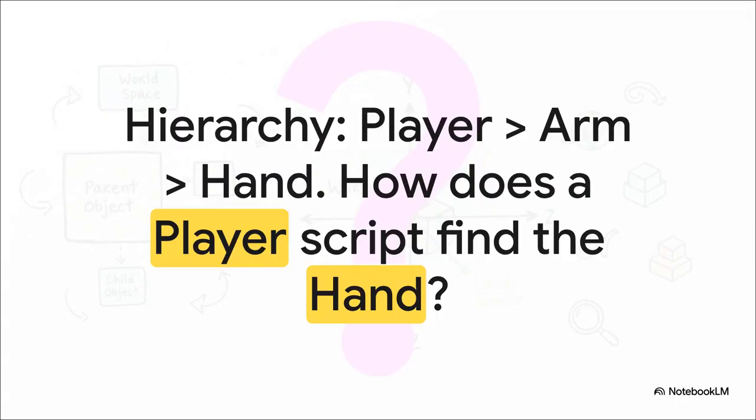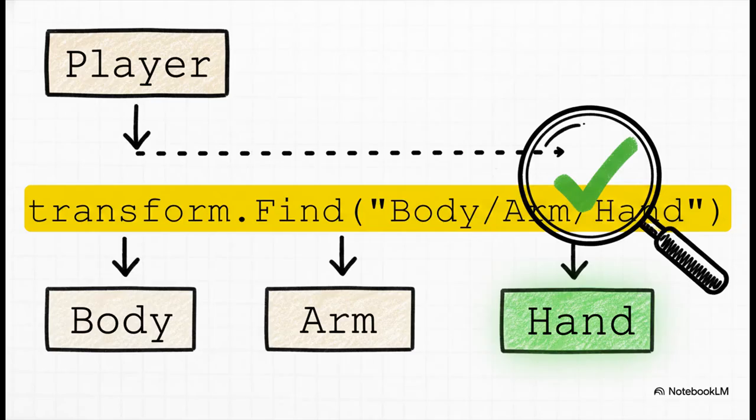Check out this hierarchy. You've got a script on the main player object, and you need to get a reference to the hand, which is buried way down deep. Which of these options is going to work? The correct answer is B, using transform.Find with the full path. Option A wouldn't work because hand isn't a direct child of player. And GetChild in option C also only looks at direct children. Only Find lets you search deep into the hierarchy using that path string.